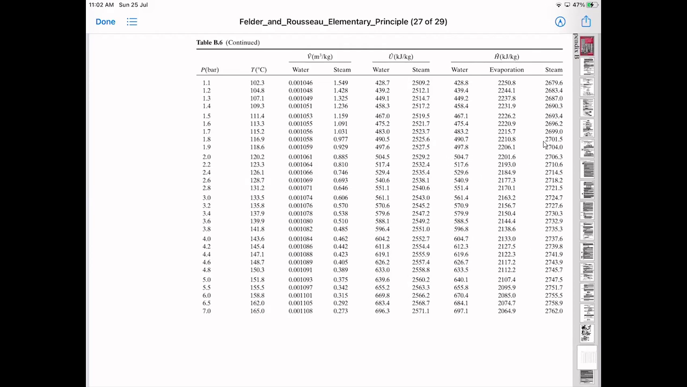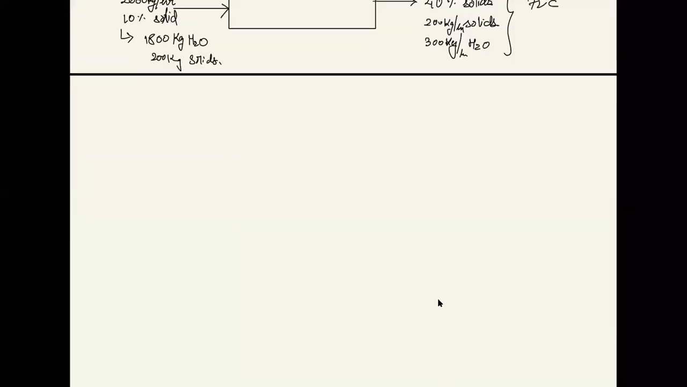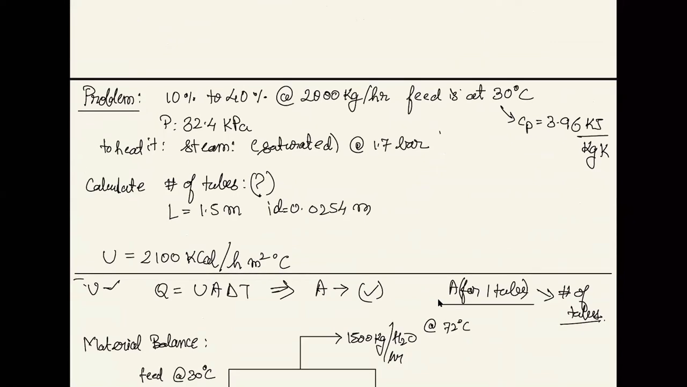To 1.5. Yeah, correct. 2 to 1.57 for this particular steam.